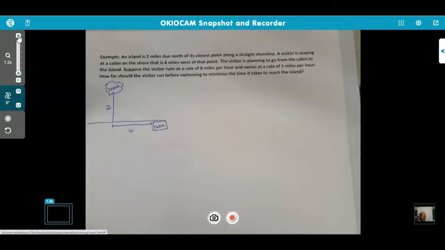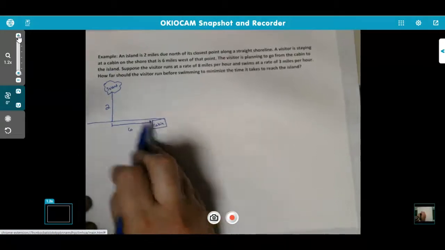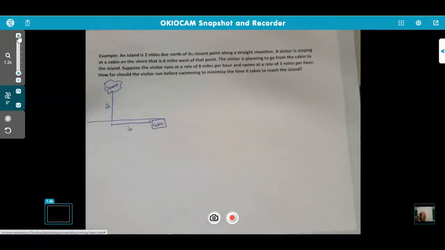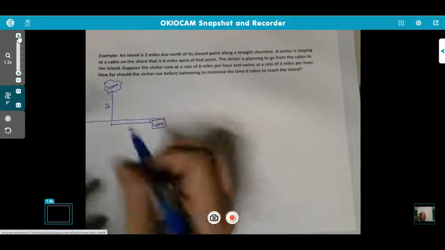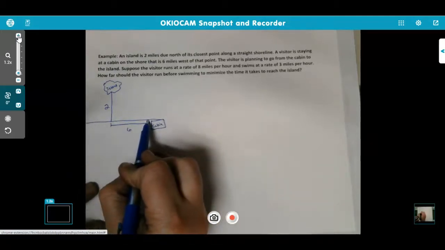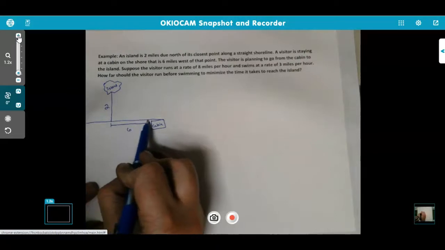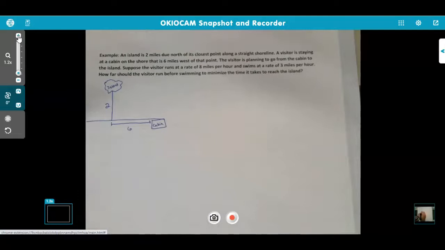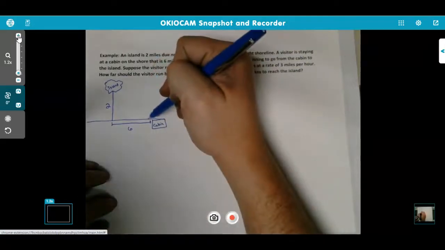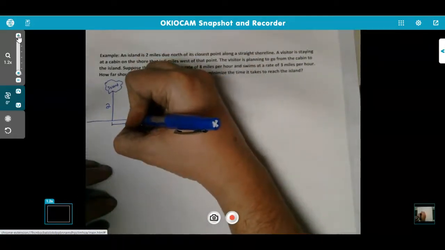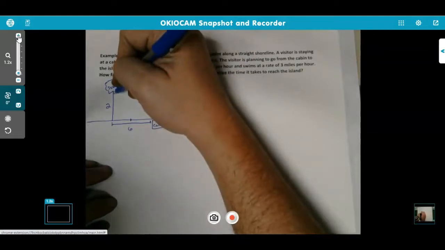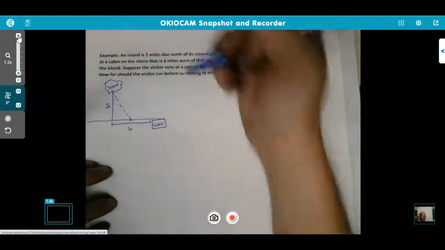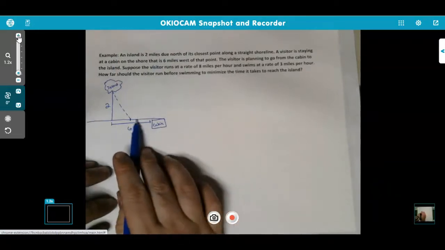The visitor is planning to go from the cabin to the island. Suppose the visitor runs at a rate of 8 miles per hour and swims at a rate of 3. How far should the visitor run along the shore before hopping in and swimming there? Basically, he's going to run a little bit, and then at some point he's going to hop off and swim the rest.